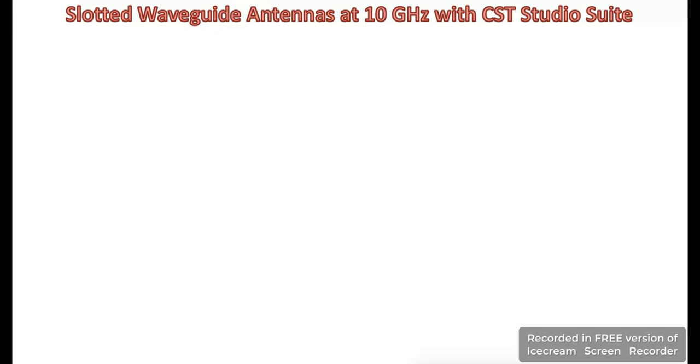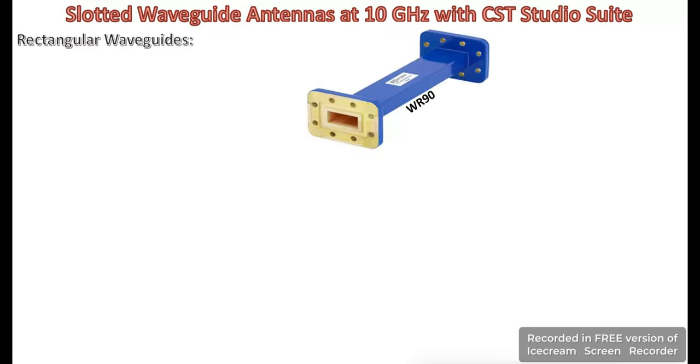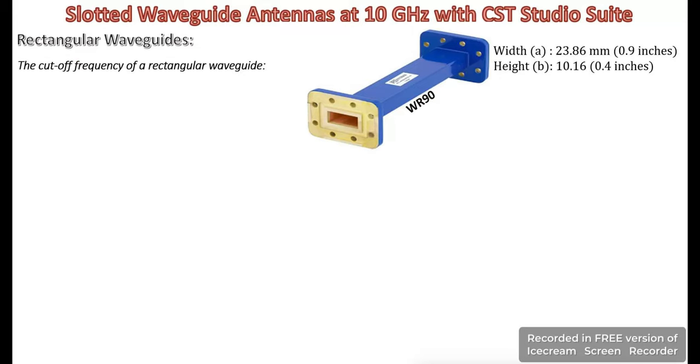Let's break it down. Firstly, a waveguide is a structure that guides electromagnetic waves from one point to another. It confines the waves within its walls and directs them efficiently. The most common type is the rectangular waveguide, which has a rectangular cross-section. For example, at 10 GHz, we often use the WR90 waveguide, which has specific dimensions to operate effectively at that frequency. The cutoff frequency is the threshold below which a waveguide mode cannot propagate efficiently.